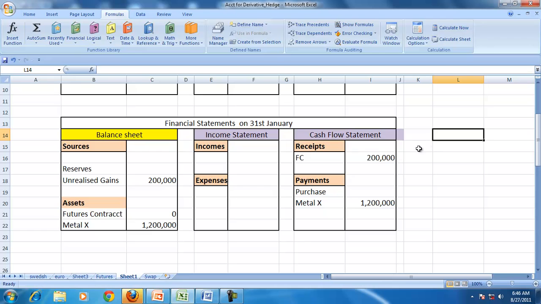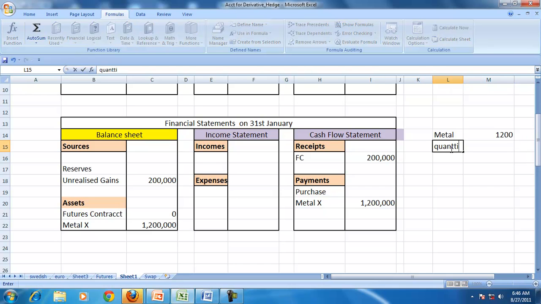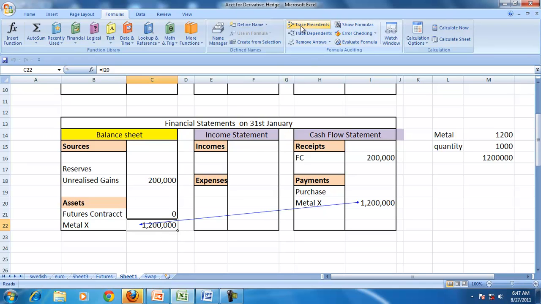When I'm purchasing the metal, I'm purchasing at 1,200, and the quantity I'm purchasing is 1,000 metric tons. So the purchase is 1.2 million, and that purchase is not an expense now because we are not selling that. So in the balance sheet, the asset will appear and there is a corresponding payment.